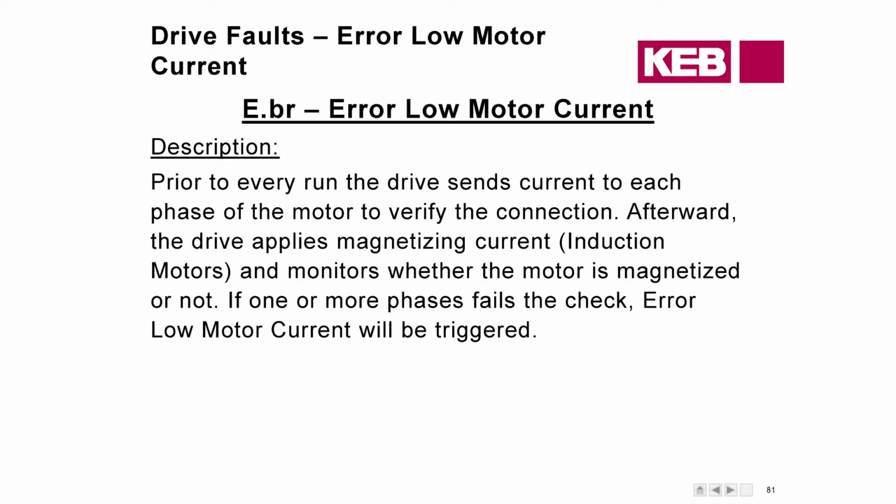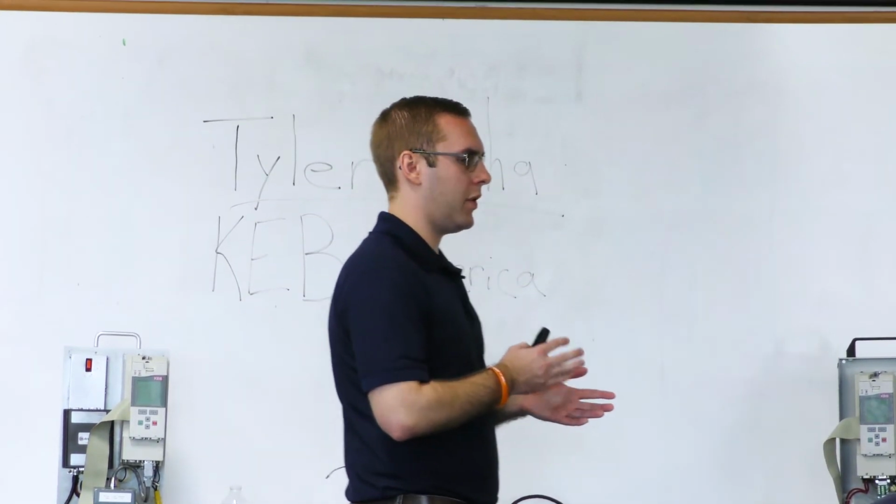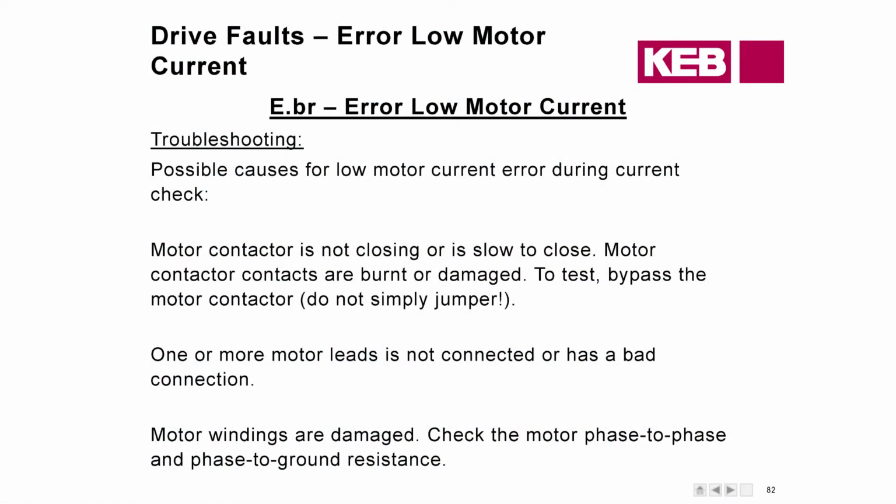E.br, error low motor current. Prior to every run, the drive is going to send out current to each phase of the motor, and then it's going to look for a certain current value coming back from the motor. And if it sees something it's not expecting, it's going to throw this E.br error. Typically, this E.br error is due to something external. It's on the motor side, could be the contactor. Most of the times when I've seen it, it's usually due to a loose connection, either on the contactor, the UVW terminals on the drive, or actually back in the motor terminal box itself, or one of the connections is pinched on some insulation. That's another common one.